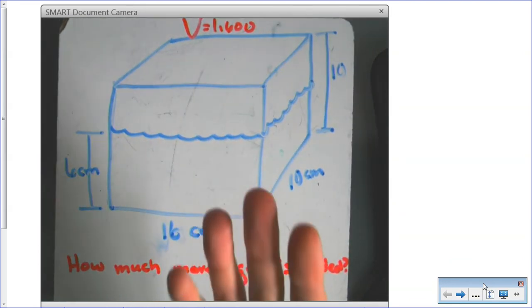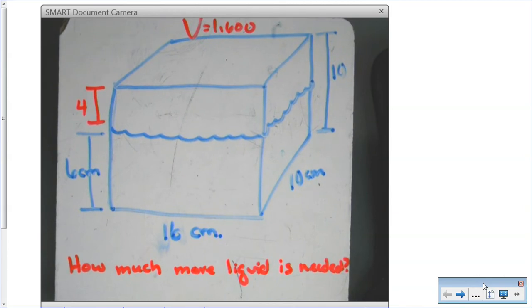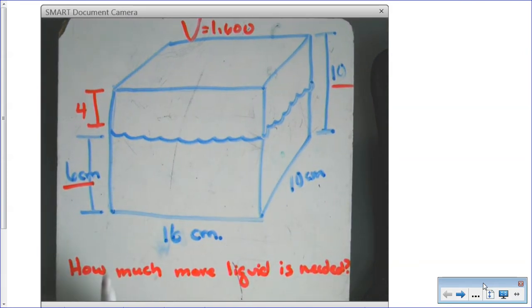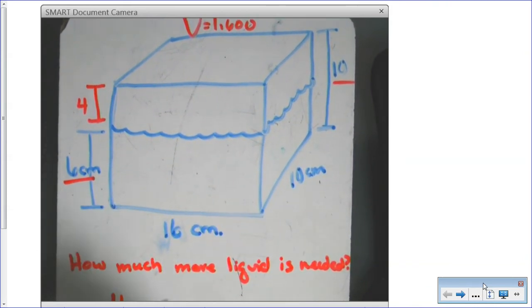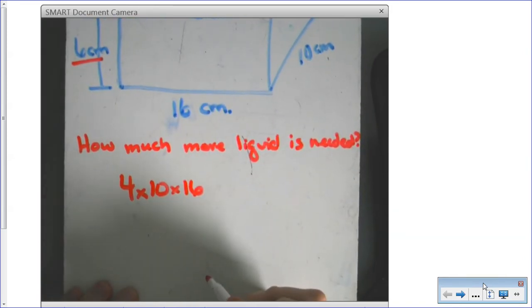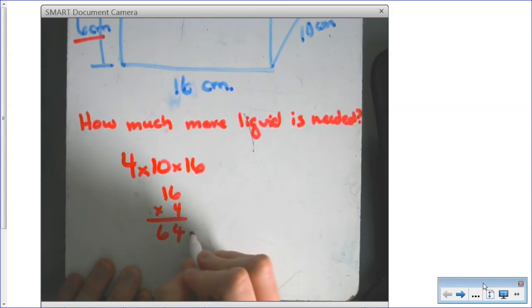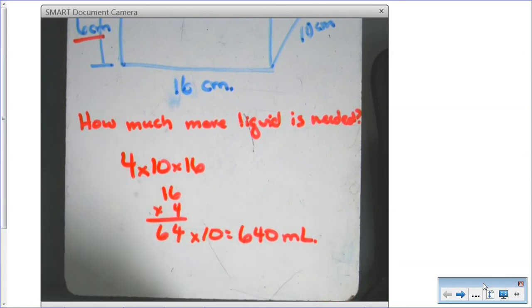That's 2 steps of work, and I could absolutely do that. There's nothing wrong with that. But what I could also do is figure out that this is 4 centimeters high and figure out the volume of the empty space, because I need to know how much more liquid is needed to fill the tank. So if the tank is 10 centimeters high, it's got 6 centimeters of water in it, it needs 4 more centimeters. So now I'm going to use 4 as my height. My width is 10 and my length is 16. So now I can run through this multiplication down here. 16 times 4 is 64, and then multiply that by 10 and get 640 milliliters. I can't have any liters here because 640 is less than 1,000. I need 1,000 milliliters to make a complete liter.